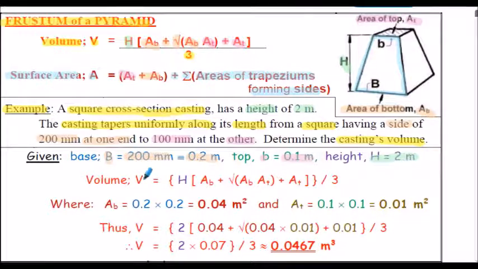Here's our equation for volume, as stated above, but here written on one line instead of 2 lines. Note the area of the base is calculated by B multiplied by B because it's a square cross section, so 0.2 multiplied by 0.2, so 0.04 meters squared is the area of the base, and the area of the top is 0.1 multiplied by 0.1, so 0.01 meters squared. Inserting the areas into the equation above, knowing the height is 2 meters, we can evaluate the volume, which is approximately 0.0467 meters cubed.